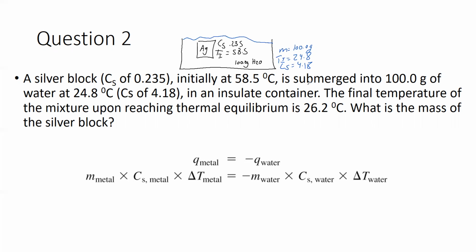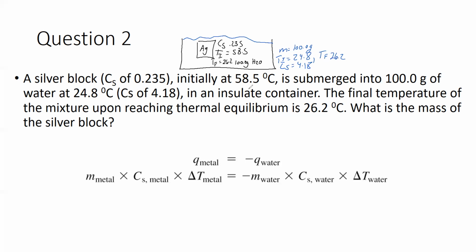If the final temperature of the mixture is 26.2, okay, so the mixture is both the silver and the water. So T final of water is 26.2. T final of silver is 26.2. Given all that information, tell me how heavy that metal block had to be.